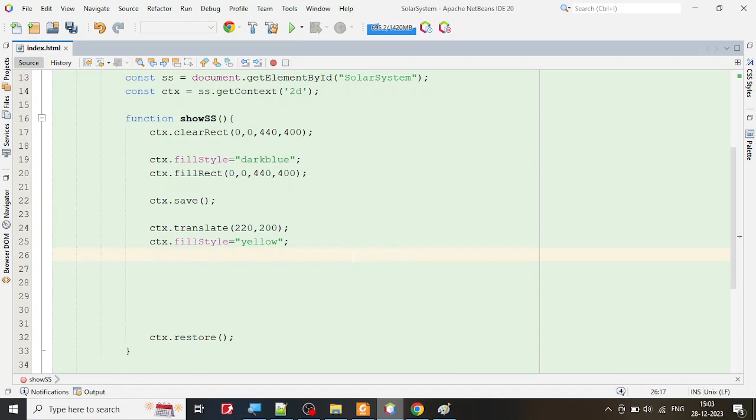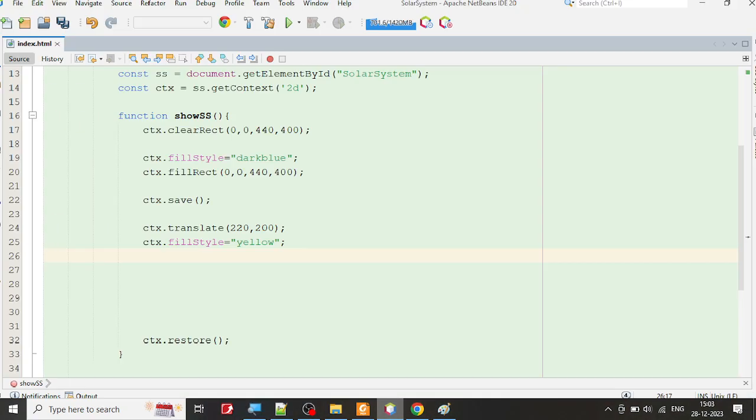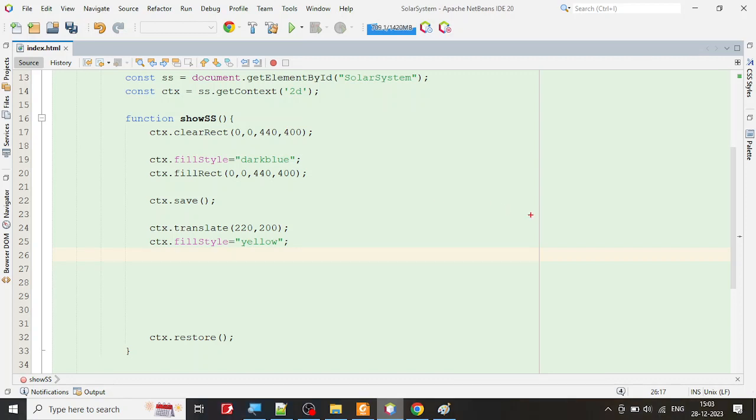Now I'm supposed to draw the circle. How do I draw the circle? There is no method called circle. What you have instead is something called an arc. So you start the arc from one location, you keep on drawing this arc, and finally you come back to the same location. This is 360 degrees. If you rotate by 360 degrees, what you are going to get is a circle.